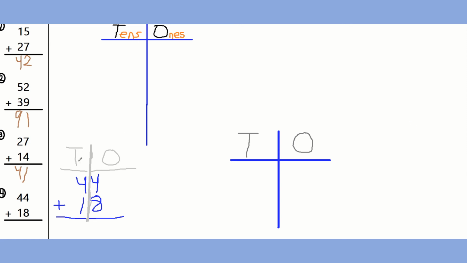Now it tells us, once you get this, pay attention to what it tells you to do. And I want you to try to do this one on your own. So, 4 ones. That means you're going to draw 4 squares or 4 blocks. 1, 2, 3, 4. And then it has 8. 1, 2, 3, 4, 5, 6, 7, 8.